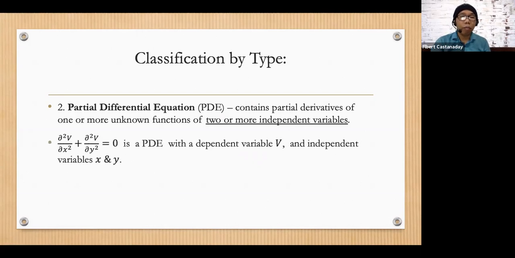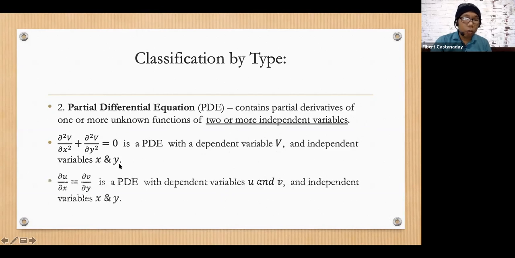For example, this is an example of a PDE where you have the unknown function or dependent variable v, and the independent variables are the ones in the denominator, which is what we check to identify the independent variables. So you have x and y. These are independent variables. So this DE is a partial DE since it depends on two or more independent variables. It's not limited only to one unknown function. In this case, it's just one dependent variable and two independent variables.